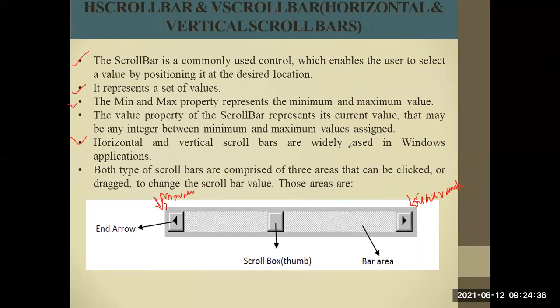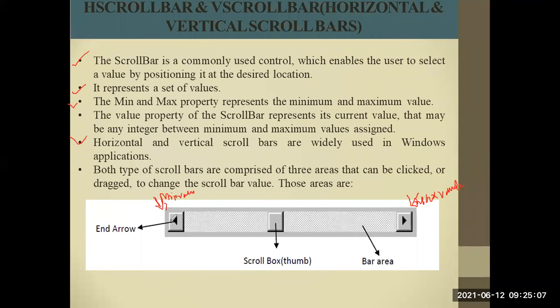Both these types of scorecard have three areas that can be clicked or dragged to change the scorecard value. Whether it is a horizontal scorecard or a vertical scorecard, we have three important areas that can be clicked or dragged to change the value of the particular scorecard. So what are the areas?